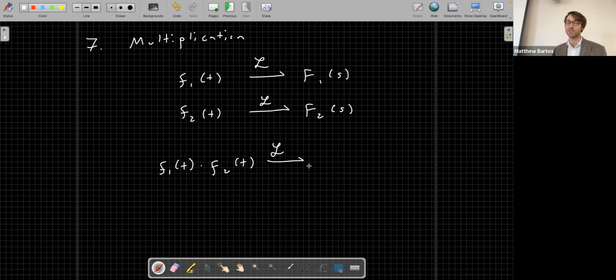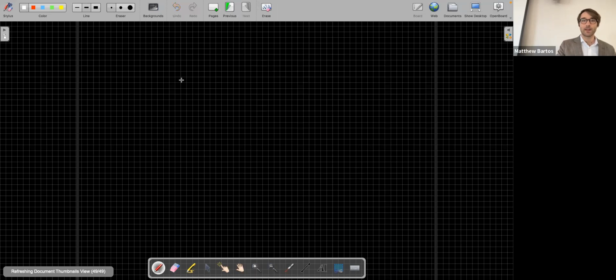Right. If you take f1 and f2 and multiply them in the time domain, that's equivalent to big F1 of s convolved with big F2 of s. So convolution in the time domain is equivalent to multiplication in the frequency domain, and multiplication in the time domain is equivalent to convolution in the frequency domain. Pretty fascinating. All right, and the final property, you're probably not going to ever use this one in this class, but this is multiplication by time.